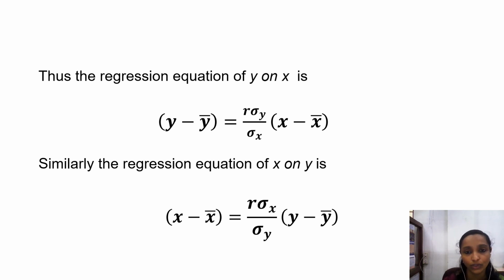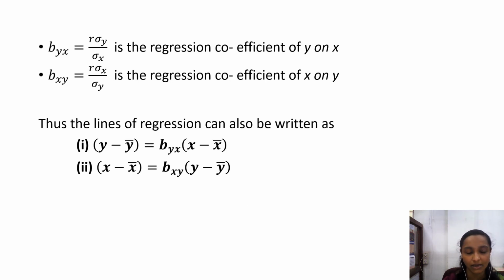Now, in the regression equation of y on x, the term on the RHS that is multiplied with (x minus x bar), which is r into sigma y by sigma x, is the regression coefficient of y on x and is denoted by byx. Similarly, the regression coefficient of x on y is bxy and is r sigma x by sigma y. Thus, the lines of regression can also be written as y minus y bar equals byx into (x minus x bar), and the regression line of x on y is x minus x bar equals bxy into (y minus y bar).